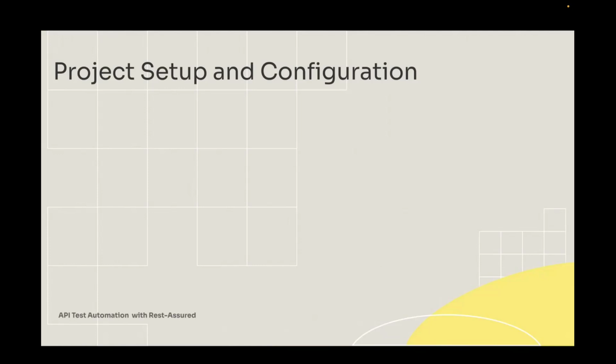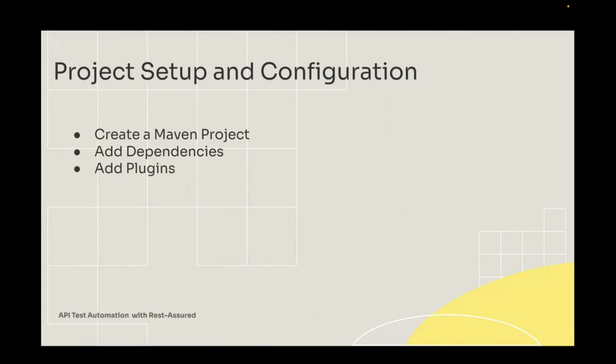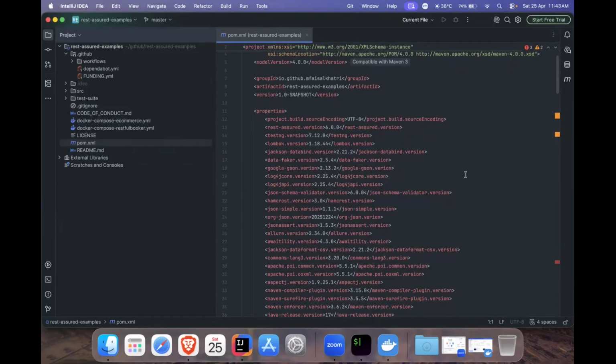I'll be using IntelliJ IDE to write the automation test scripts in this course. We will use Maven build tool to create the project and handle the dependencies. We will add the dependencies in the pom.xml. We will add the plugins in the pom.xml and use the best practices to update the versions of the dependencies and the plugins in pom.xml. Let's now get started with the project setup and configuration settings.